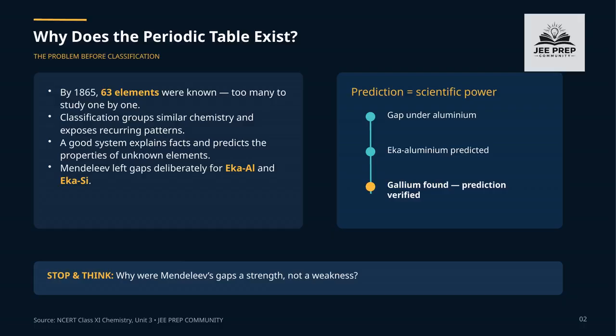Now let us build the modern periodic table from electronic configuration. The long-form table has 7 horizontal periods and 18 vertical groups. The period number is the highest principal quantum number present in the ground state electronic configuration. It tells us the outermost occupied shell.